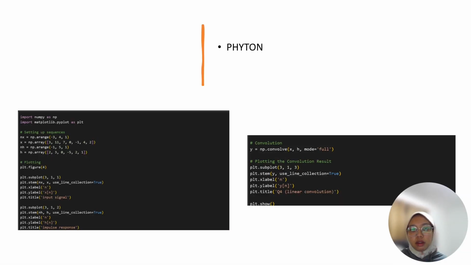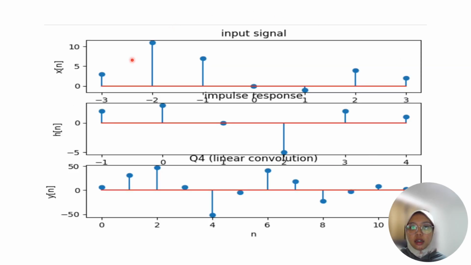So this is the Python code for the question, similar to the MATLAB code. The difference is that the Python code uses NumPy and Matplotlib. NumPy is for numerical operations and Matplotlib is for plotting. So this is the Python signal. As you can see, the Python signal and the MATLAB signal are closely similar.